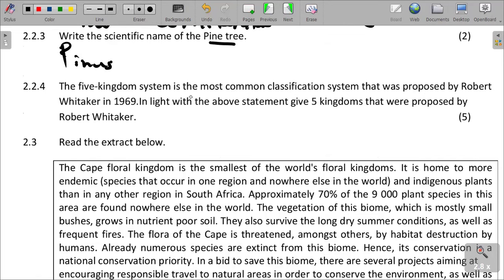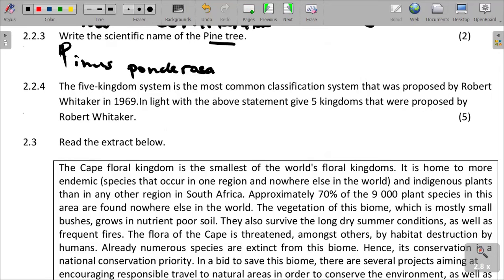So I was saying that when you are writing this, you must know that the genus first letter is written in caps and then the species in small letter. So for Pinus, P is the capital letter, and the species, ponderosa, starts with a small letter p. That is one thing that you should know.